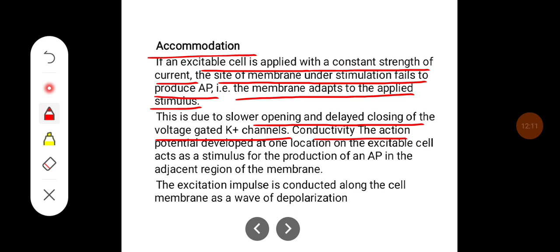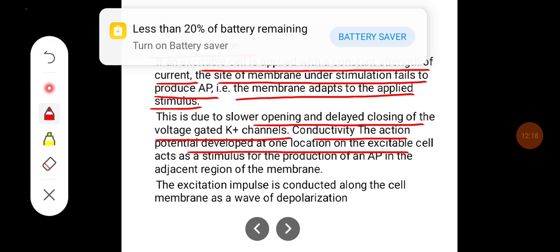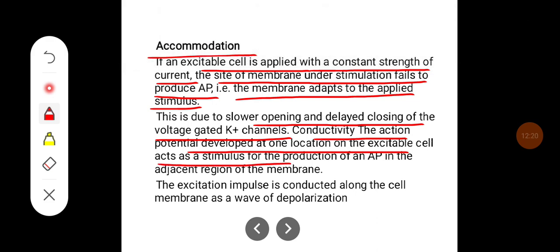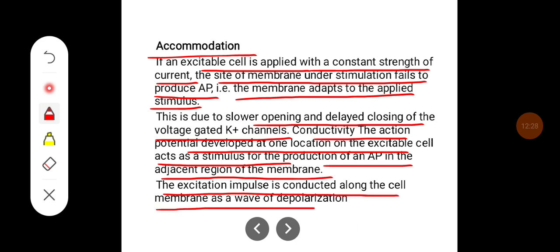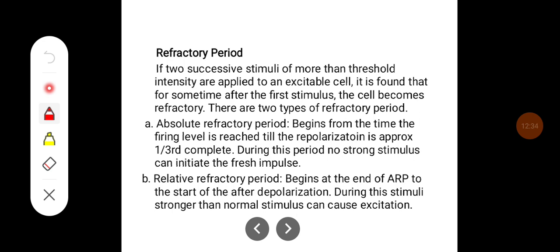Conductivity. The action potential developed at one location on the excitable cell acts as a stimulus for the production of action potential in the adjacent region of the membrane. The excitation impulse is conducted along the cell membrane as a wave of depolarization. This is another property of the action potential.